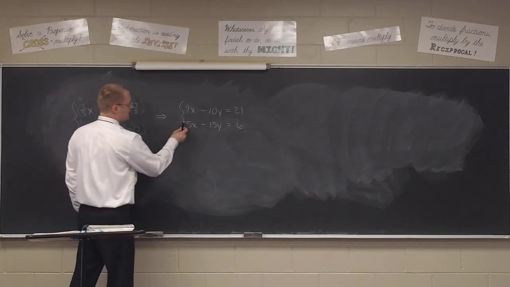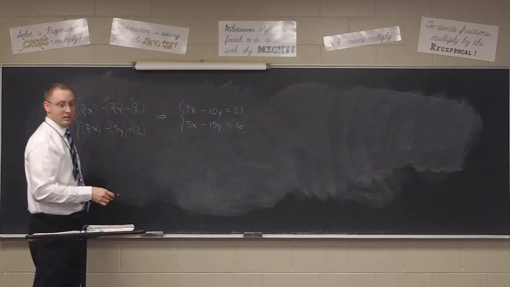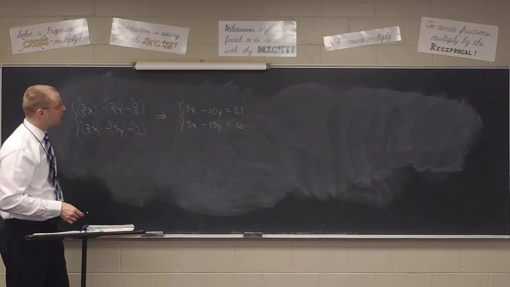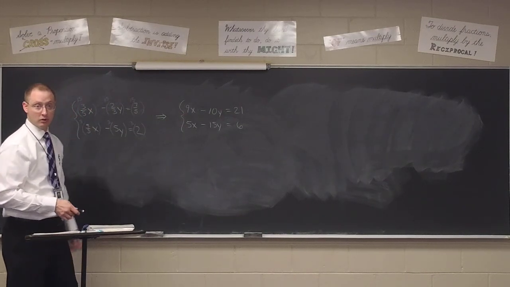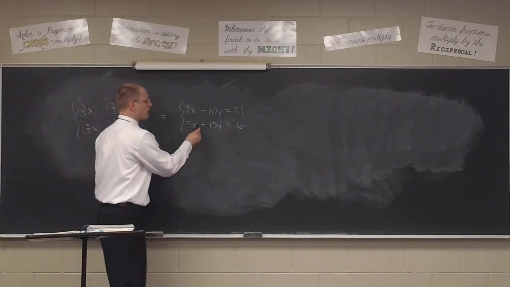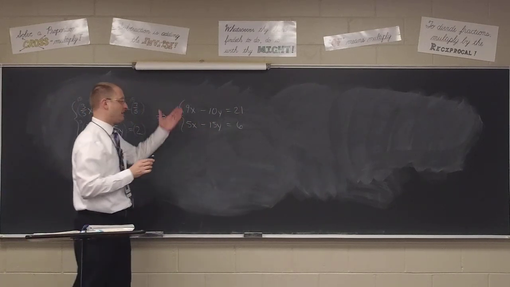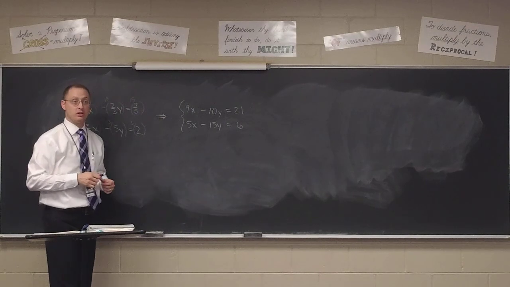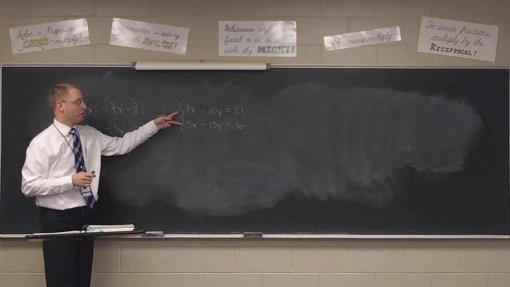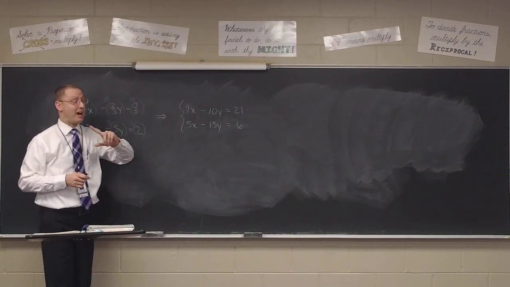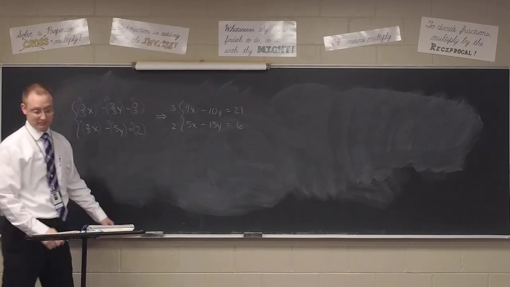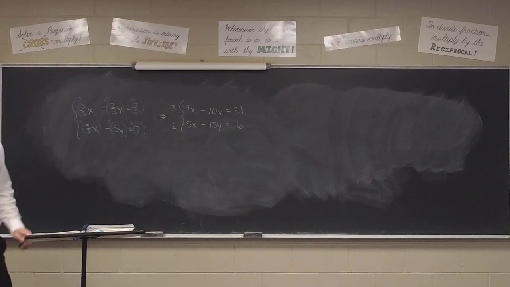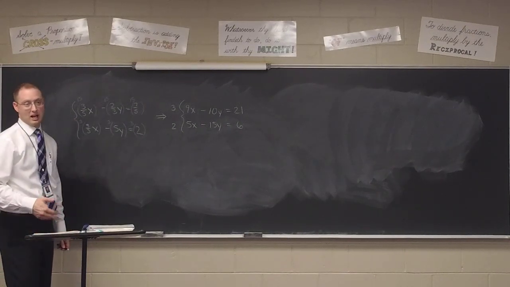What number would we need to knock out the x, class? What would the 9x and 5x both have to become? 45x, right? What if we tried to knock out the y's? What number would 10 and 15 have to become? 30. Which is easier, to get a 45 or to get a 30? I'm leaning toward the 30, right? 3 in the top, 2 in the bottom. Not wrong to multiply by 5 and 9 to get 45. Nothing wrong with that, but I'm lazy. I always look for the easy way.